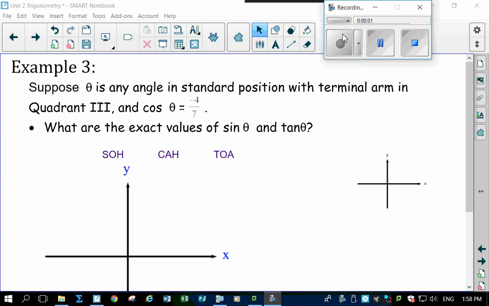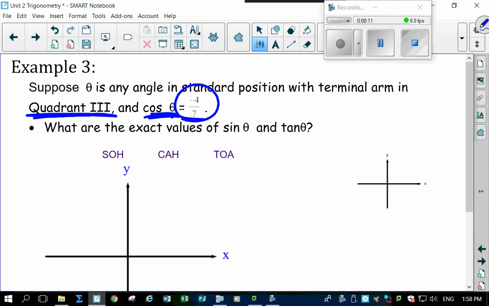Oh, we're cooking now. Look at this example. I love it. Cosine of theta is negative 4/7, but you're told it's in quadrant 3. And again, look at that, exact values. Don't give me no decimal. I'll tell you right now, don't give me no decimal.